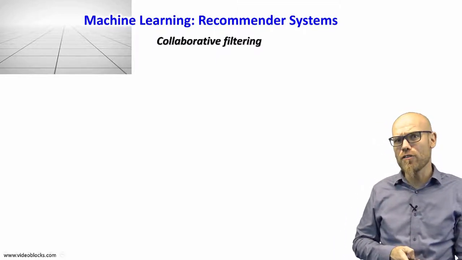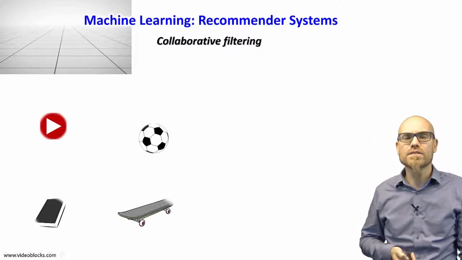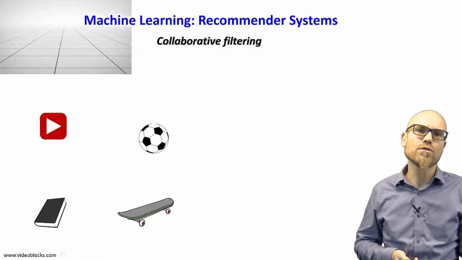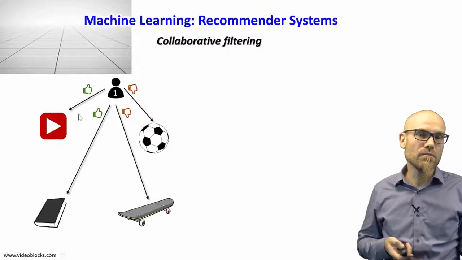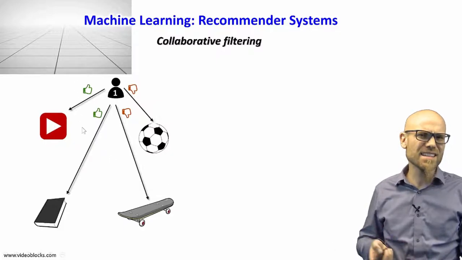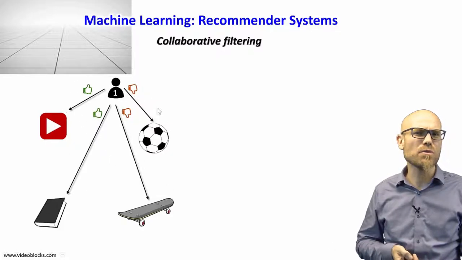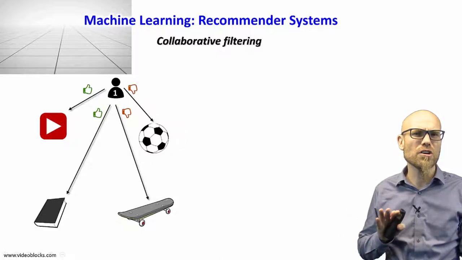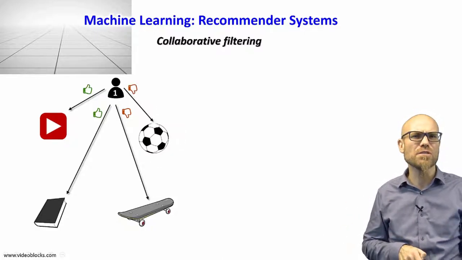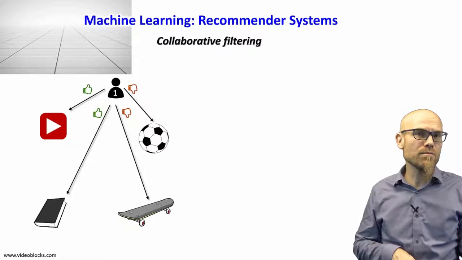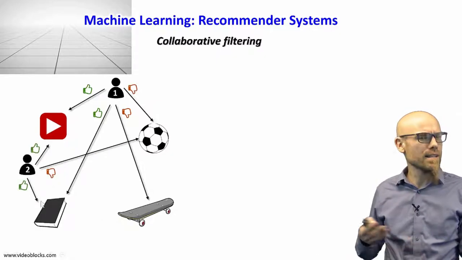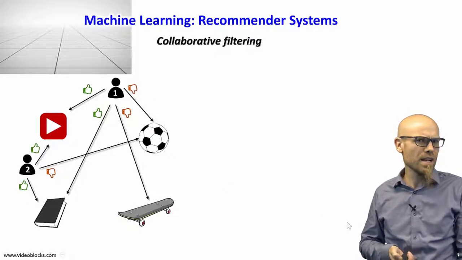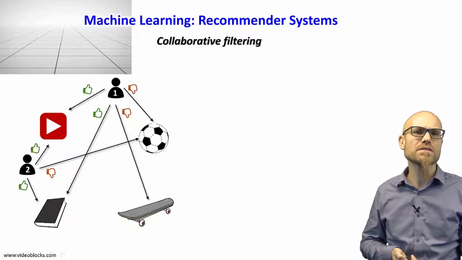So here again I have my four products: movies, soccer balls, books, and skateboards. And this person seems to like movies and books, and is not into sports, outdoor sports. It's more like a stay-home, movies and books guy, not soccer balls and skateboards, right? The second person likes movies and books too, and doesn't like soccer balls either. Yeah, a very similar kind of person, right, somehow.